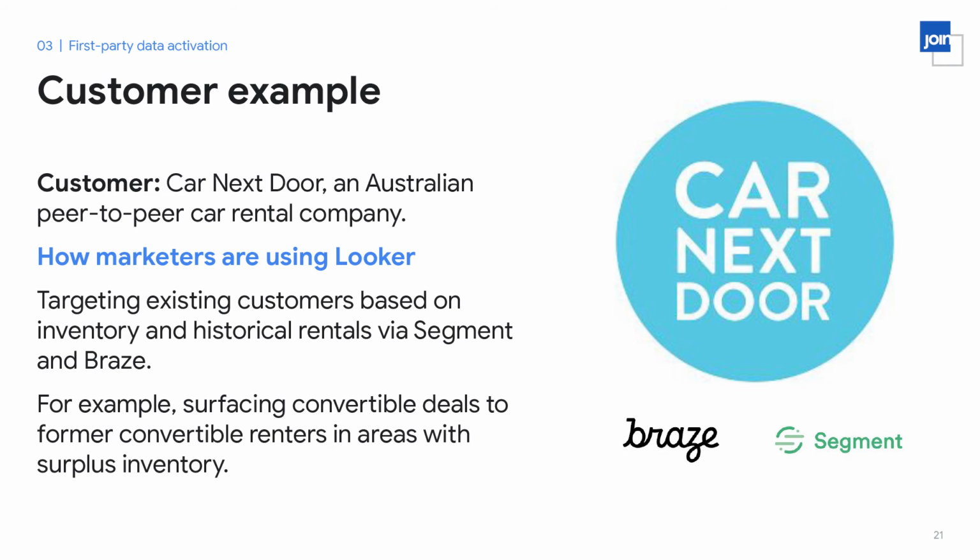An example of a customer doing exactly that is Car Next Door, an Australian peer-to-peer car rental company. They're using Looker to push in-app notifications to their end customers. So if there is a surplus of convertibles in a specific region, for example, they'll use Looker to find customers in that area who have rented convertibles in the past. Then they'll send that list of customers into Segment and onto Braze to surface those specific users an in-app offer, maybe a discount for a Mustang rental this weekend.